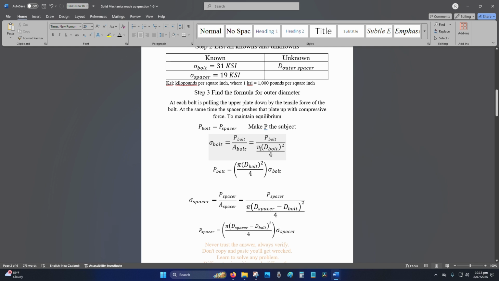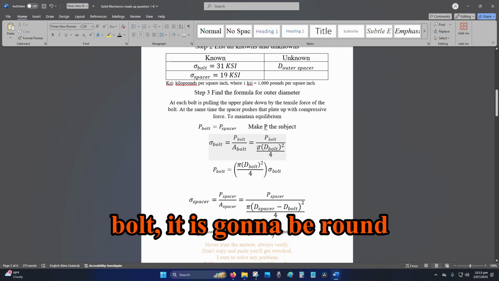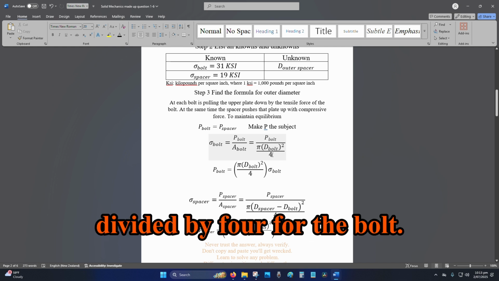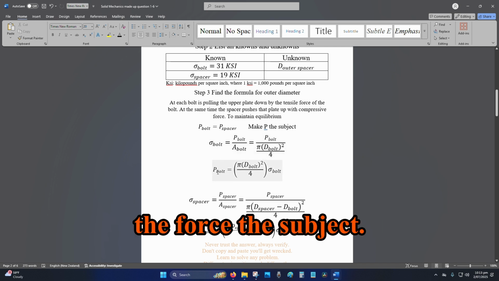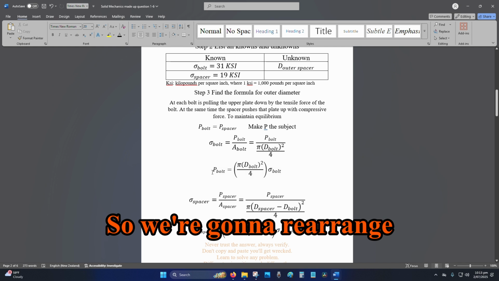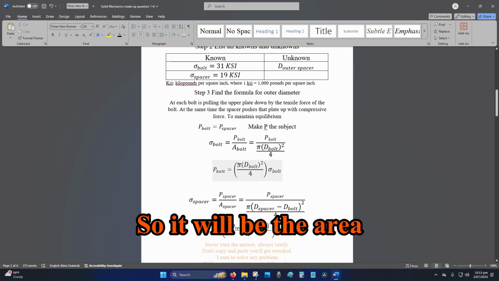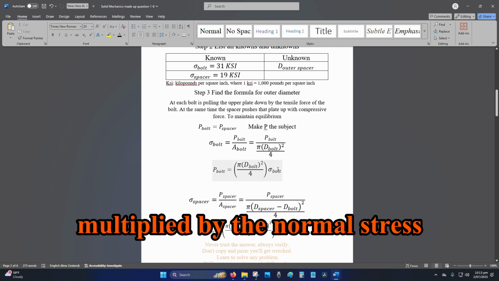diameter. So since it is a bolt, it is going to be round, so we're going to use the area of a circle. Alright, so that's pi times diameter squared divided by 4 for the bolt. Then we're going to make the force the subject. So we're going to rearrange to make P bolt the subject. So it will be the area multiplied by the normal stress.